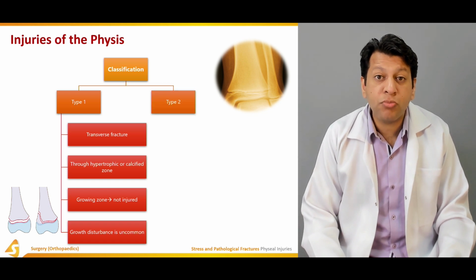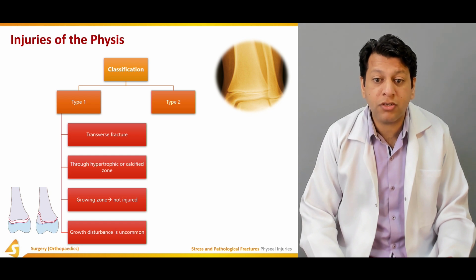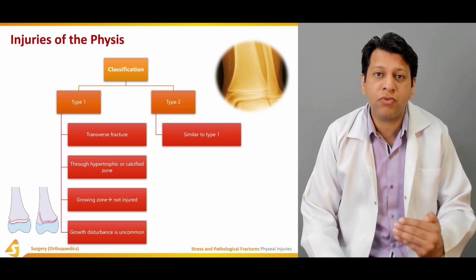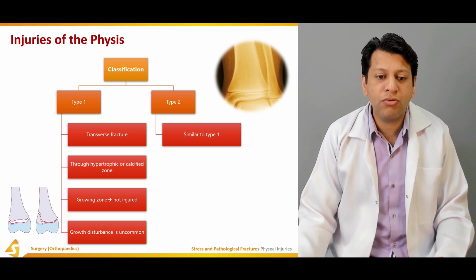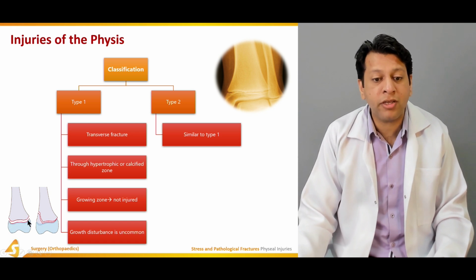In type 2, which is the most common type of physeal injuries, this is a transverse fracture, but the fracture is not completely through the physis, rather it crosses from the physis and goes into the metaphysis. If you see these two diagrams over here, this is the epiphysis, this is the physeal region, then the metaphysis and the diaphysis of the bone. If the fracture is going through this area, this is the transverse fracture, type 1.